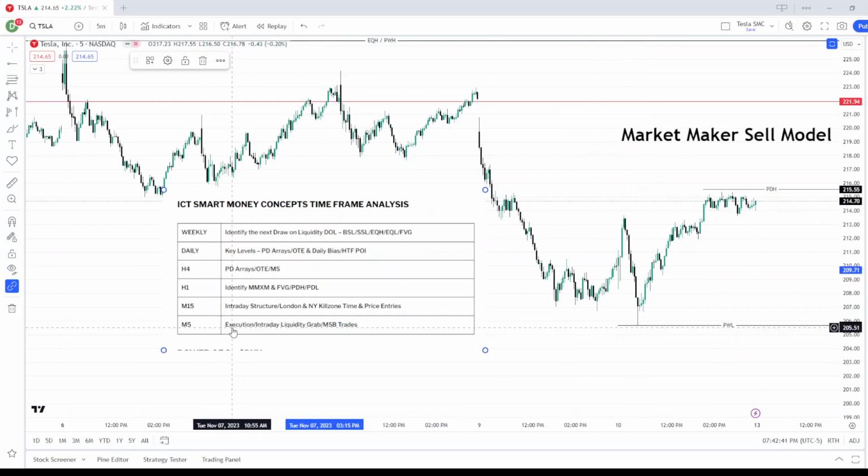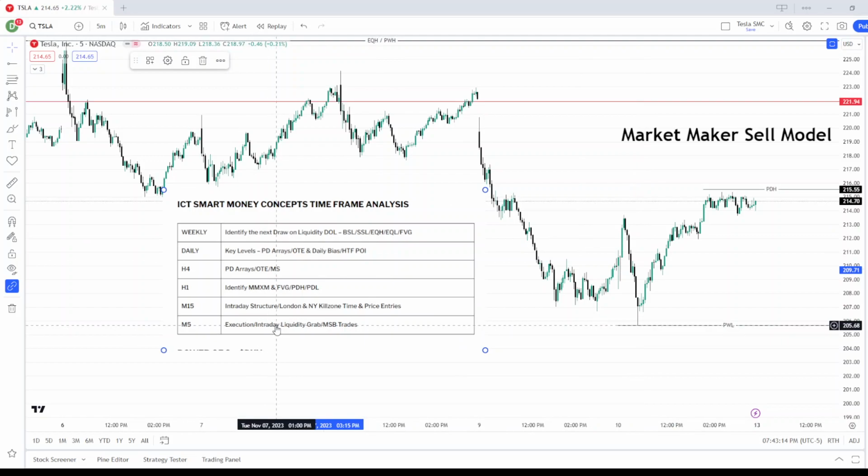But on the 5-minute chart, we look for execution, intraday liquidity grabs, and market structure breaks. So again, if we were trading on Friday, this move down here would have been identified as a liquidity grab, because we ran the stops rapidly. But the market structure didn't shift until this high up here, because we set such a good high on Friday morning. So it wouldn't have been a good entry to trade this market structure shift.